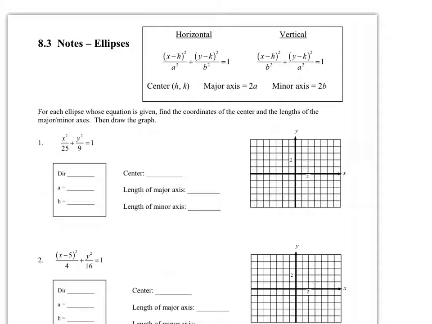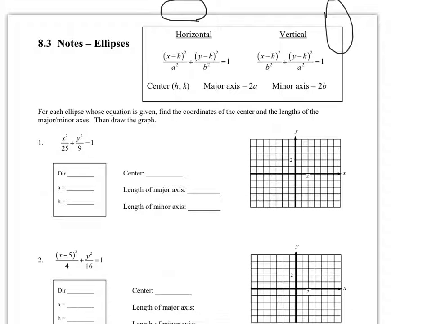So with 8.3 notes, first day on ellipses, we have our formula up here where we can have two different types of ellipses. We can have a horizontal ellipse or a vertical ellipse. Now what would a horizontal ellipse look like? Well, that would just be an ellipse that is longer horizontally, okay? Where a vertical ellipse would be longer vertically. Okay, so it's either just one or the other.